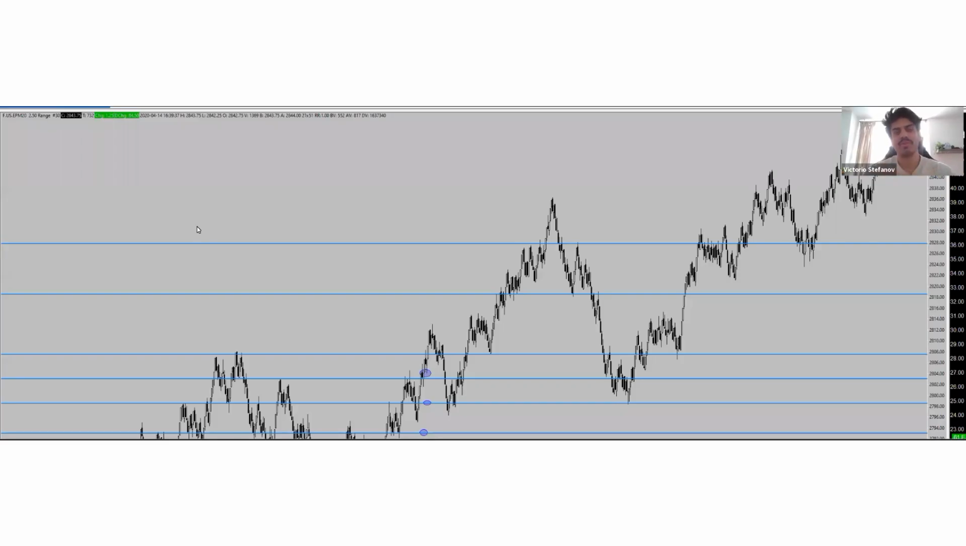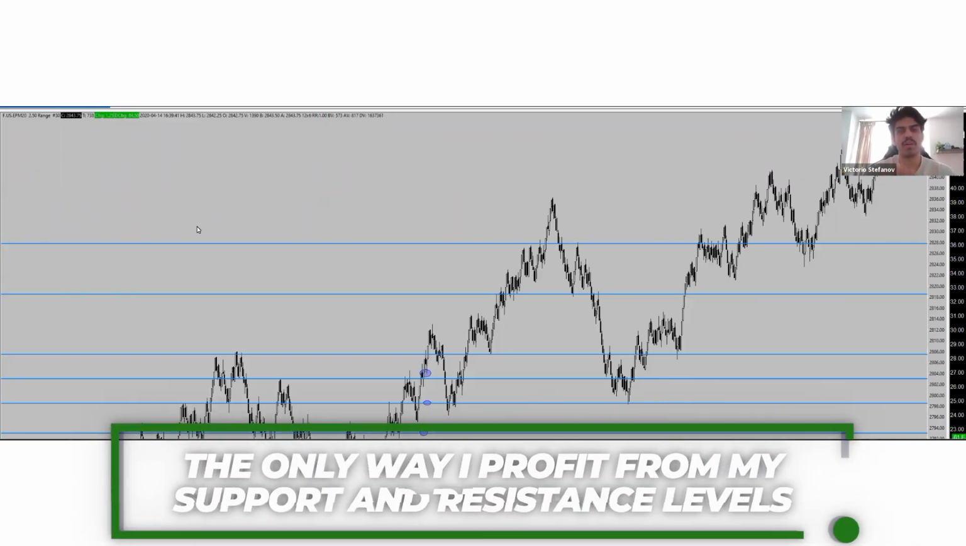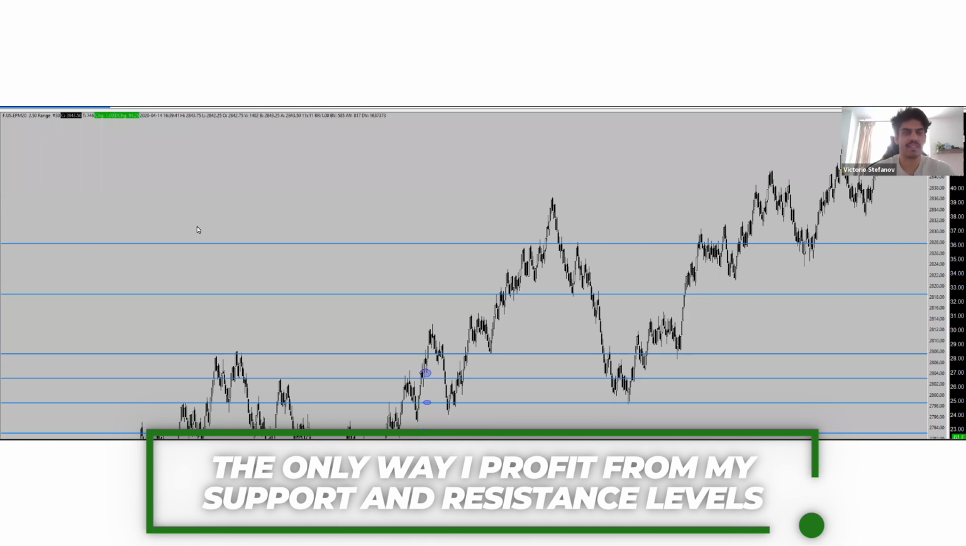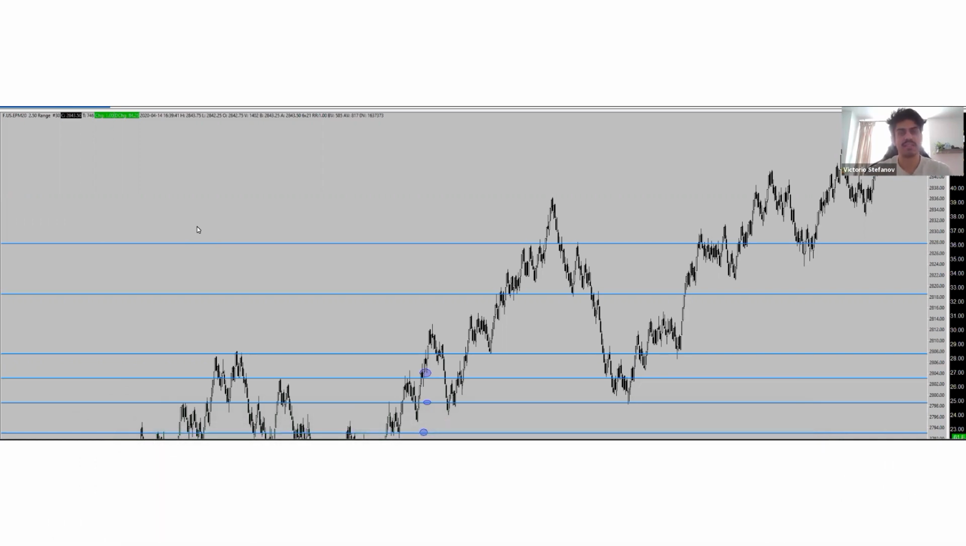What we're going to be going over is the only way I profit from my support and resistance levels. It's an easy 4-step strategy and protocol that I follow on a day-to-day basis to help me profit from the levels that I've drawn. Now, this is the highest probability trade I personally take, and I'm going to show you guys how I do it.